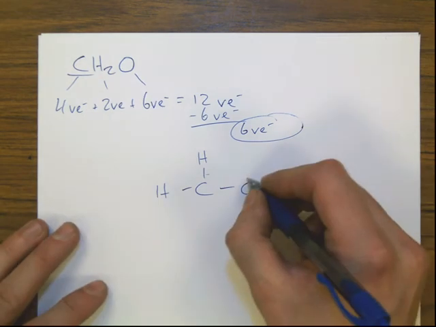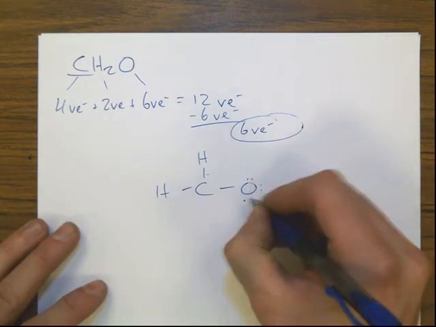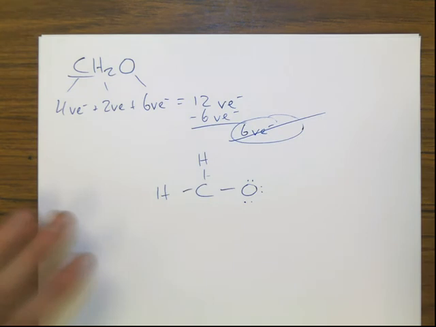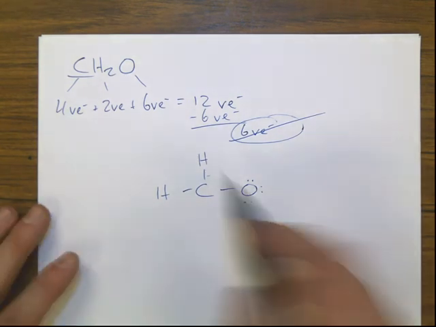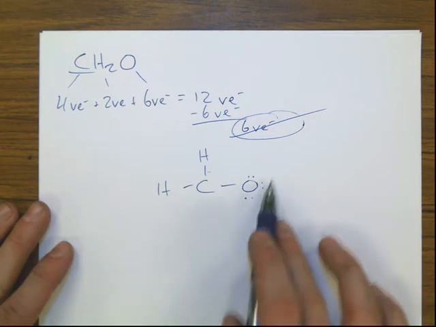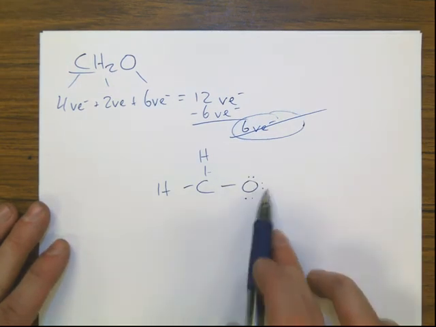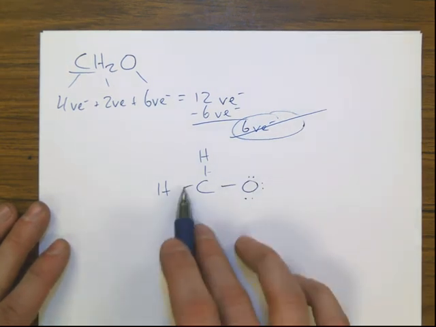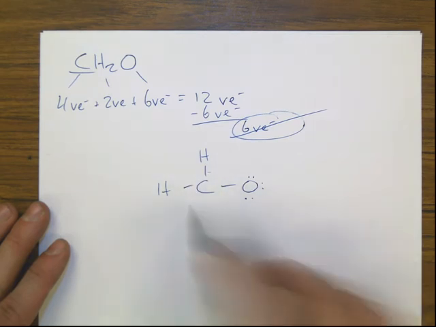So here we go. 2, 4, 6. All right, I'm done. I've used up all of my valence electrons, but I don't have an octet for everyone. My hydrogens are fine, and my oxygen's fine. My oxygen has 2, 4, 6, 8 around it, but the carbon only has 2, 4, 6 around it. Remember, those lines represent 2 dots.